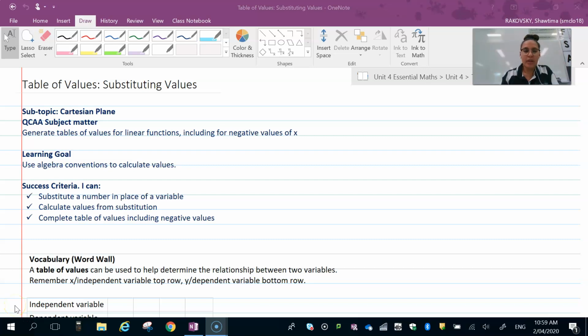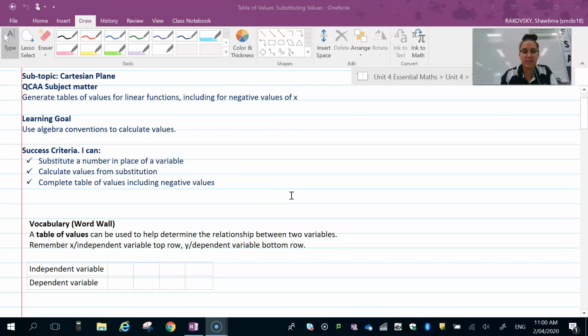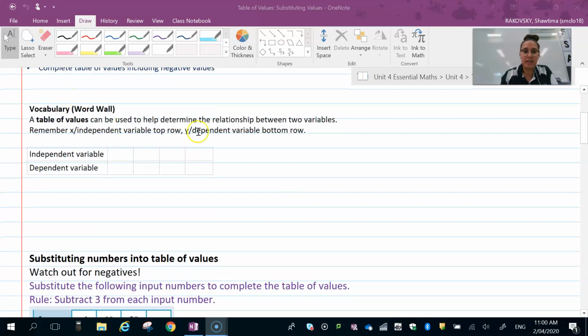Okay, in this video we're looking at substituting values. This relates to generating a table of values, including negatives, and using algebraic conventions to do so. So we're looking at substitution, that skill, if to be successful, and then calculating a value as a result of the substitution, and then completing a table. This includes negative values.